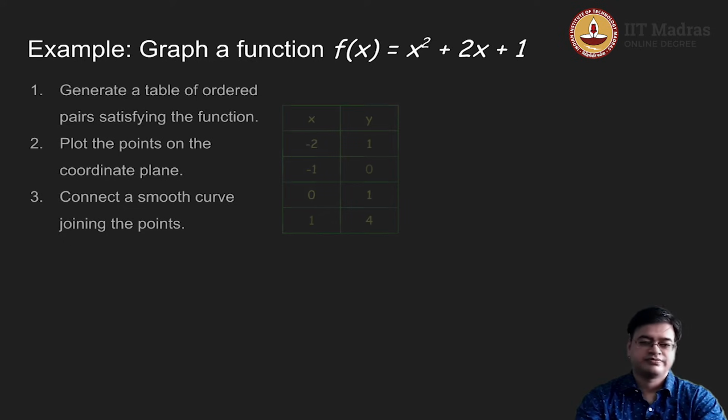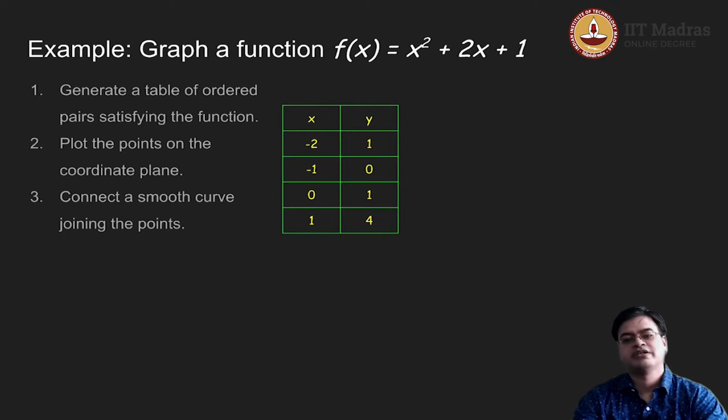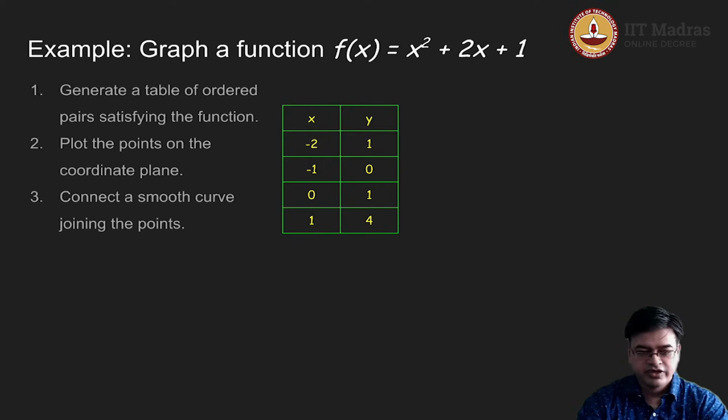Let us draw it here. For that, I have computed some points. You can verify by yourself. If you put the value of x to be equal to minus 2, you will get minus 2 square, which is 4, plus 2 times minus 2, which is minus 4. So 4 minus 4 gets cancelled and you will get 1. You take the value to be minus 1, you will get 1 for x square. You will get minus 2 and 1 in the constant term. So together they will cancel and you will get a 0. Similarly, you can compute for 0 it is 1, for 1 it is 4.